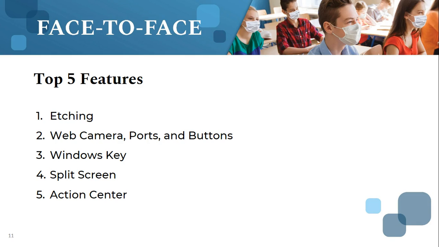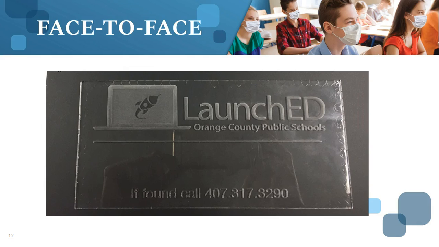There are 5 features that you should be aware of in your child's Windows 10 laptop that will make learning easier for them. First, your child's device is designed to stand up to continuous, respectful use. The device is ruggedized and etched for security. Each device has the program and district name laser etched into the back with a number that anyone can call if the laptop is found unattended.